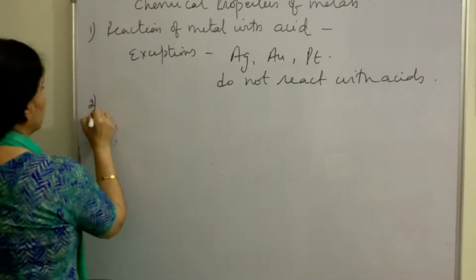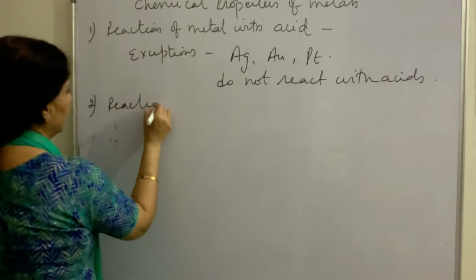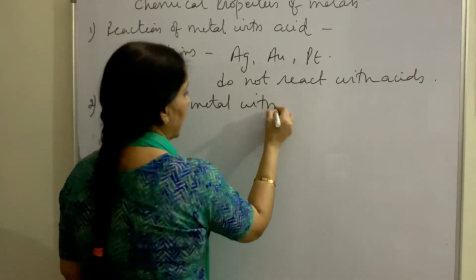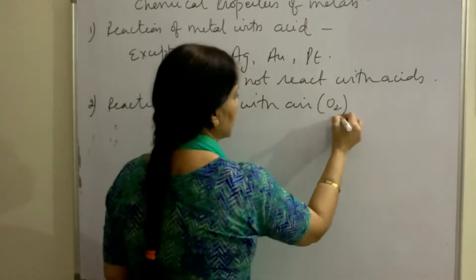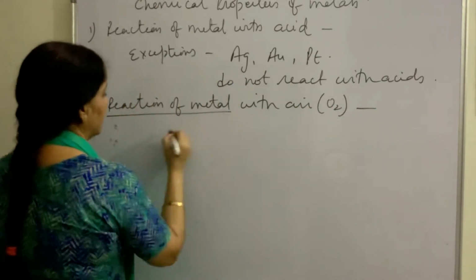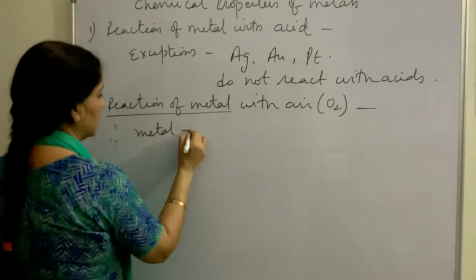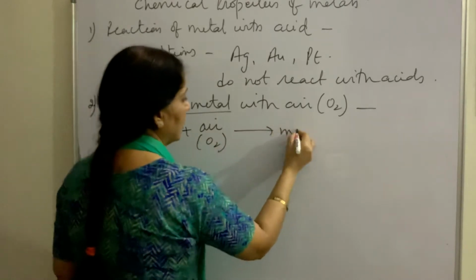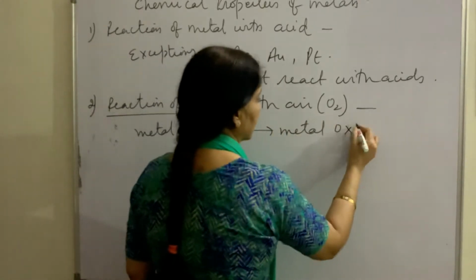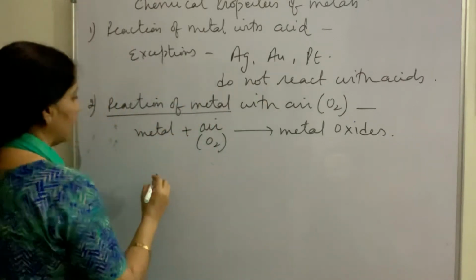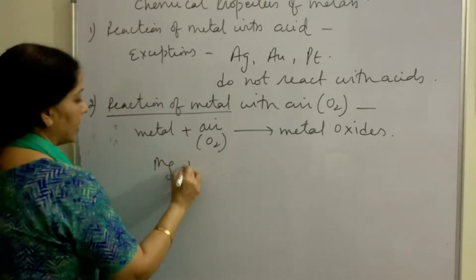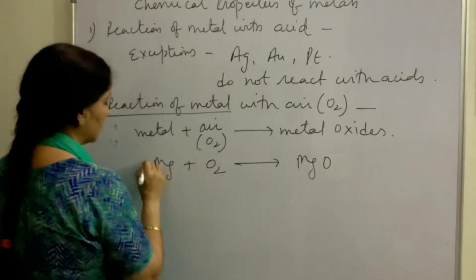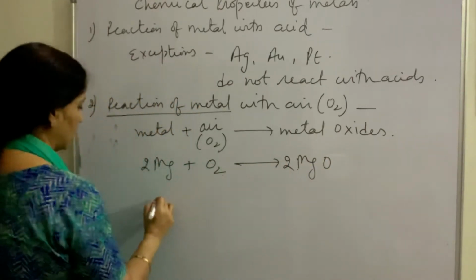Second chemical property, reaction of metal with air. Air means oxygen, right? When metal reacts with oxygen, air or O2, they will form metal oxides. For example, magnesium reacts with oxygen, forms magnesium oxide, 2Mg + O2 gives 2MgO.